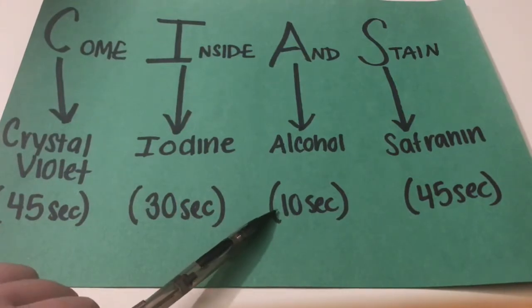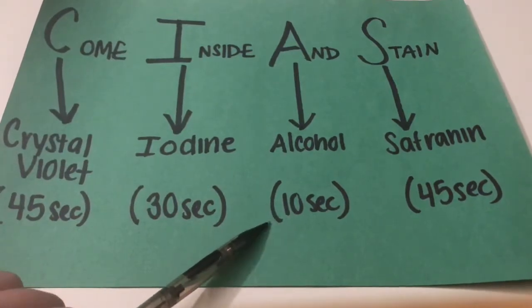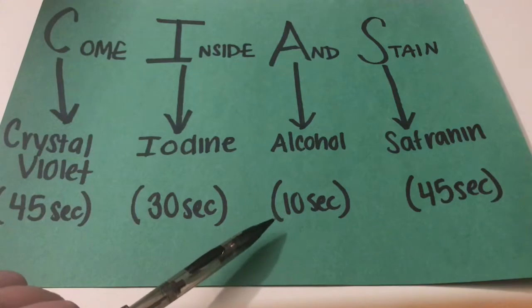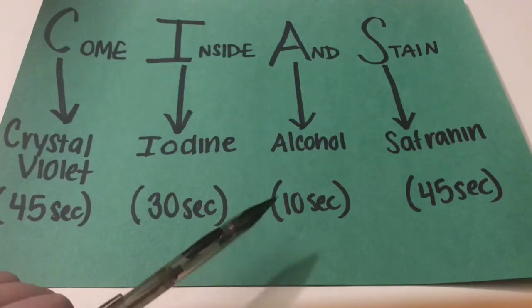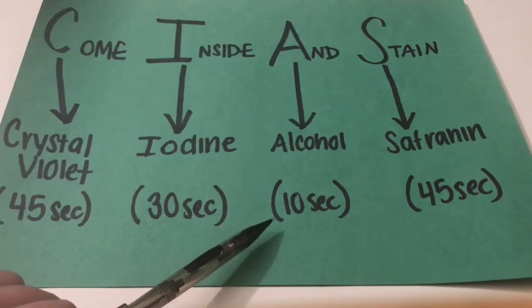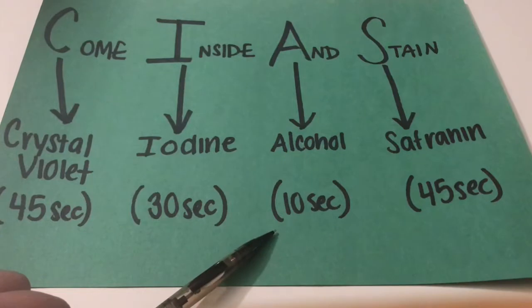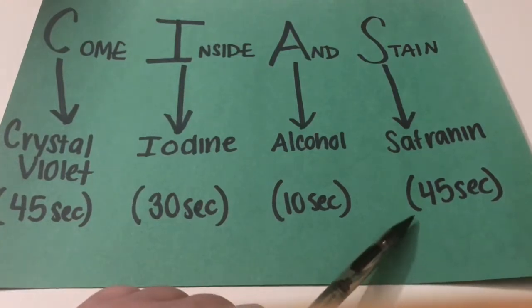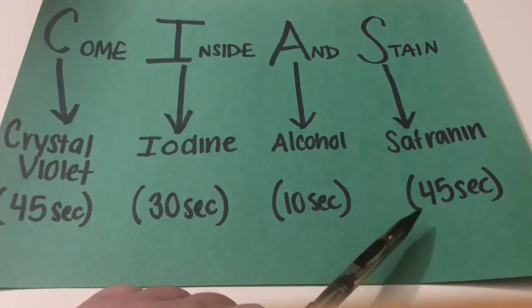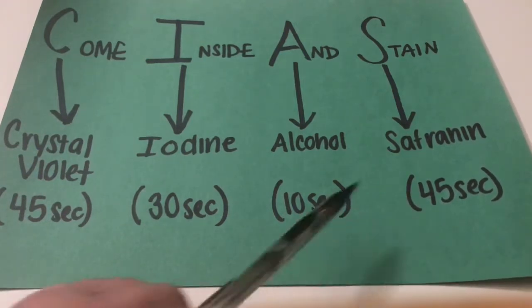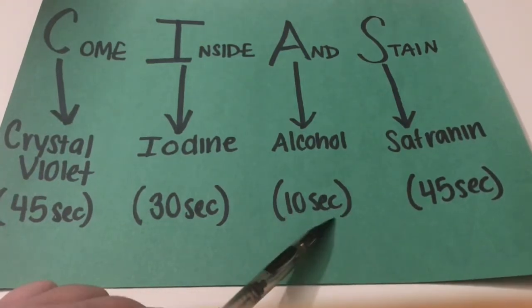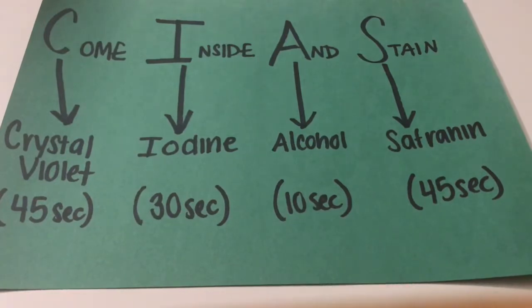After that, add alcohol for 10 seconds. This acts as a decolorizer for cells with thin layers of peptidoglycan, like gram-negative cells, so that they're clear after this wash. You don't want to add this alcohol for more than 10 seconds because then it'll start to degrade the cell. After that, in your final step, add safranin for 45 seconds. This will dye the gram-negative cells that were made clear by the alcohol pink, so that you can see them under a microscope and observe their shape.